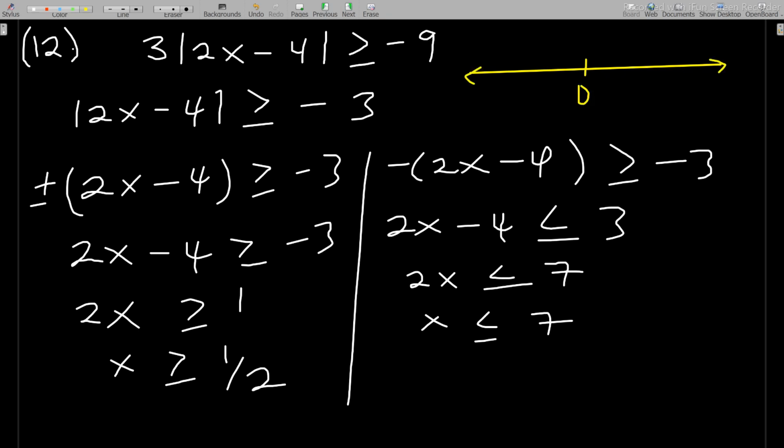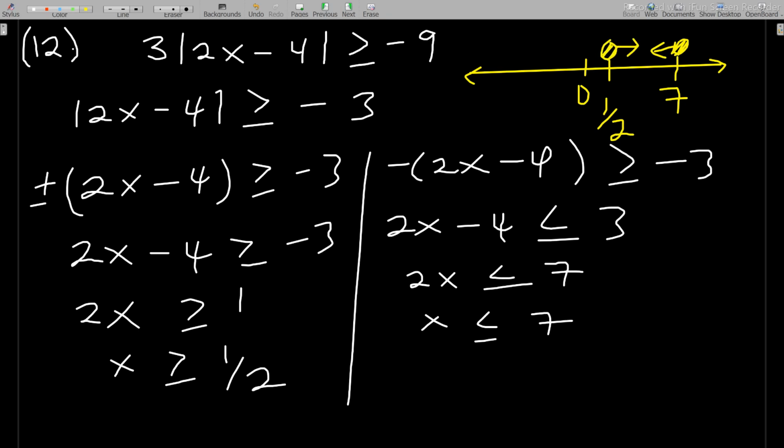I have my x should be greater than or equal to half, and x should be less than or equal to 7. So I have my 7 here, and I have my half here as well. Now with x less than or equal to 7, it means I should shade the circle and then draw an arrow to the left of 7 since it's less than, and to that of the half I draw an arrow on half and I shade it to the right.